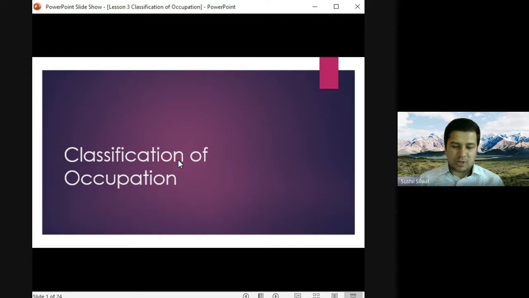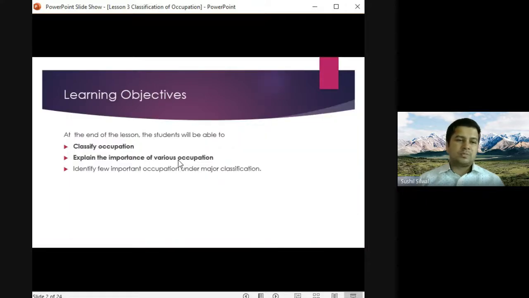Before we enter, we have to understand what that topic is, and understand under this topic what the objectives are. Our objective is mainly to classify occupation, second to explain the importance of various occupations, and finally to identify a few important occupations under major classifications. So first, classify occupation.